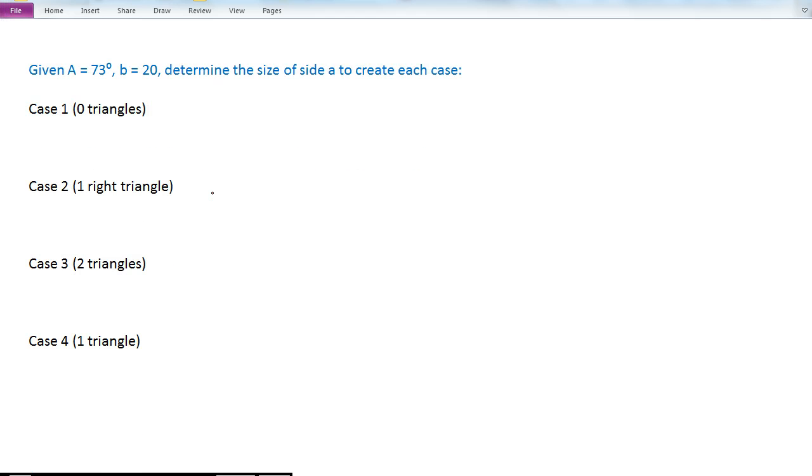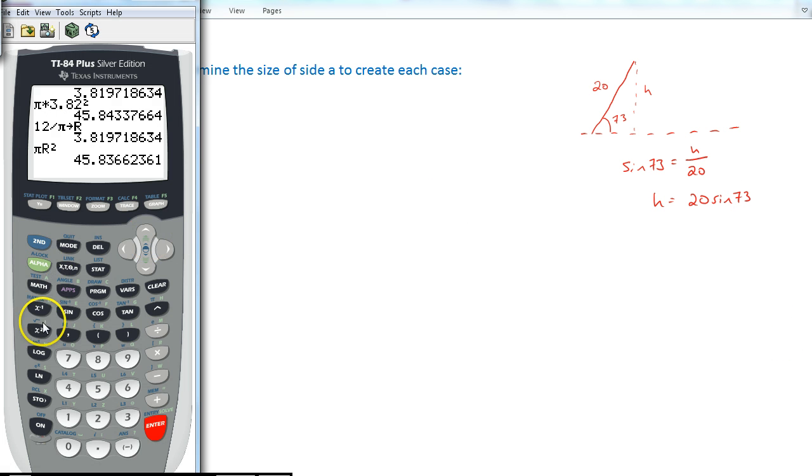Okay, so the first thing we have to do is to determine the value of h. But let me just draw a nice picture over here. So here's the horizontal from which I draw a 73-degree angle, and I go out a length 20. Okay, so now I need to figure out h. That's going to be a reference for me. So the sine of 73 is equal to h over 20. So therefore h is equal to 20 sine 73. Okay, and I can figure that out on my calculator.